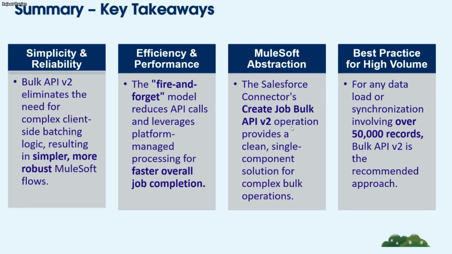Take the one operation called create job in Bulk API v2. It does so many things behind the scenes, but all of that is abstracted by one operation in Mule. So it is a clean single component doing multiple things. Compared to v1, where we have to maintain each and every thing, that was the responsibility of the client as well.